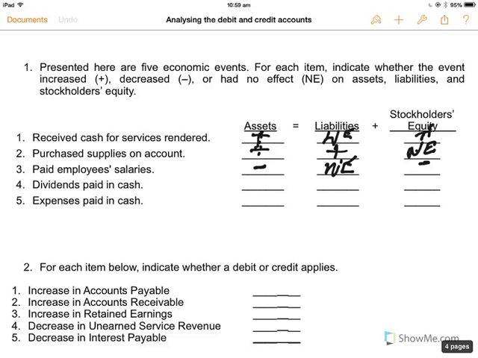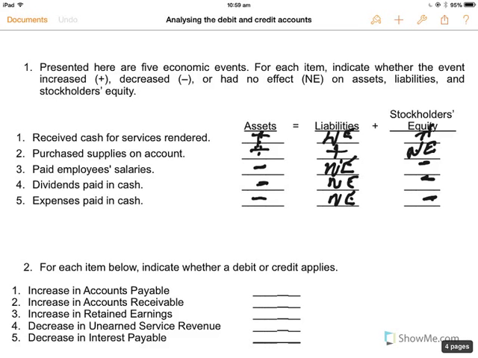We paid dividends. Well, cash went down. Again, no effect on liability, and dividends reduces shareholders' equity. And lastly, expenses paid in cash. Well, cash would go down, no effect on liabilities and shareholders' equity. All expenses decrease shareholders' equity.